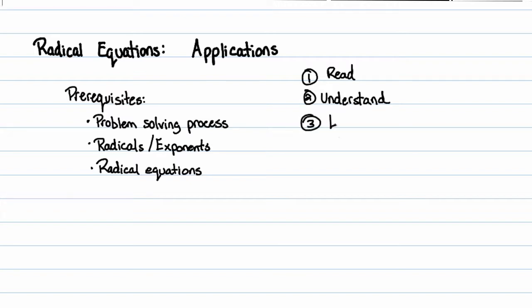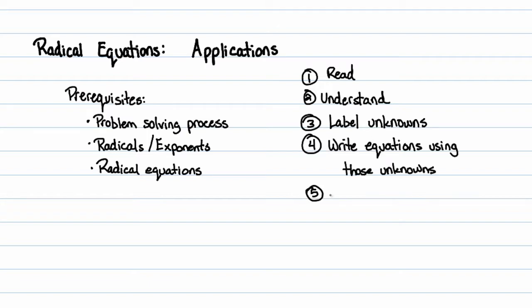Always you should try to label unknowns. Each of these are kind of the easy steps. Well, maybe not understanding the situation. Fourth thing is to write equations with those unknowns. Fifth thing is to solve these equations. And finally, check your result and state the answer. So check and state.